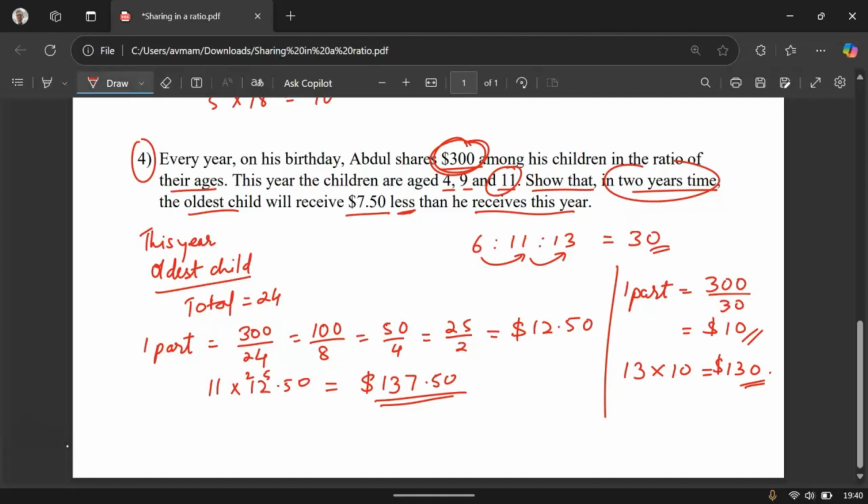Now subtract to prove your answer. 137.50 minus 130 will give you 7.50. So that's how we can show this, that in 2 years' time, the oldest child will receive $7.50 less than he receives this year.